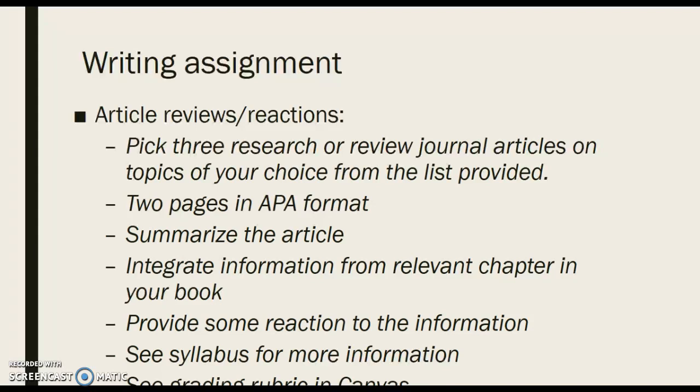We want you to summarize the article first, and please do not copy the abstract. If I see that, you're not going to get any points for just copying and pasting the abstract. You need to summarize the article in your own words. You also need to integrate some information from the relevant chapter in your book into your article review. Again, provide some sort of reaction to the information: what you think about the article and about the study. You can always look at the syllabus for more information, and the writing rubric will be uploaded on Canvas.